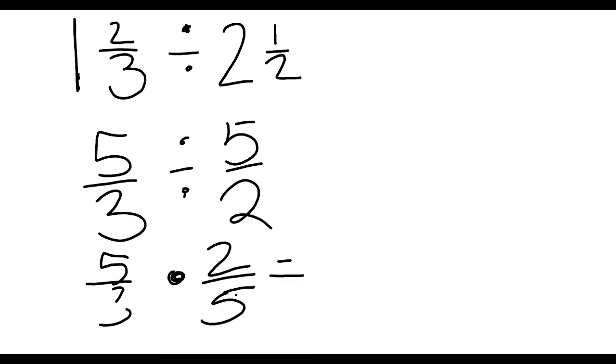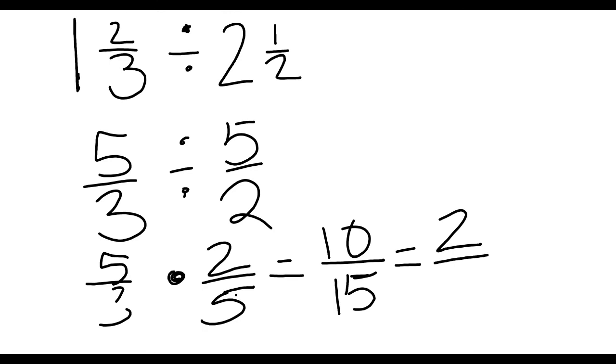And I multiply across the top. 5 times 2 is 10. 3 times 5 is 15. And both of those can be divided by 5, so my final answer would be 2/3.